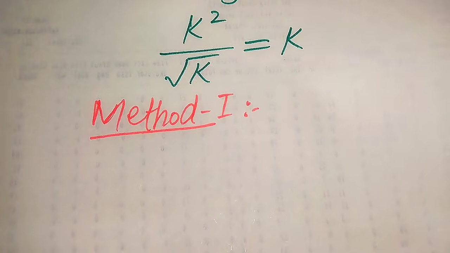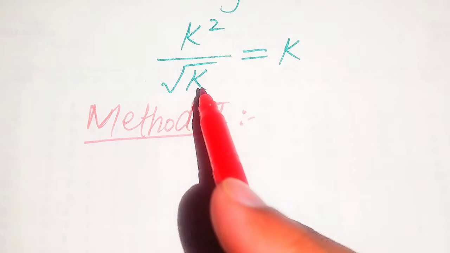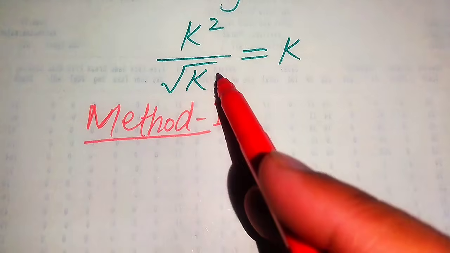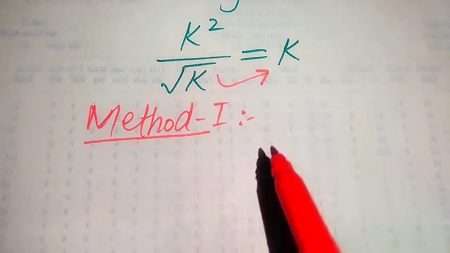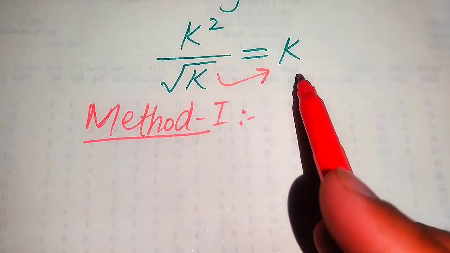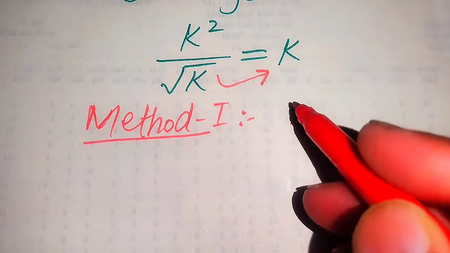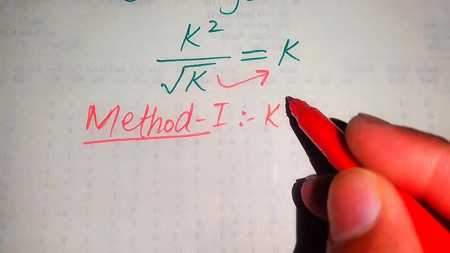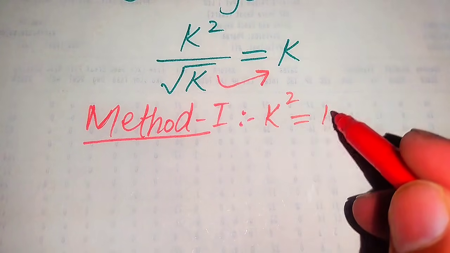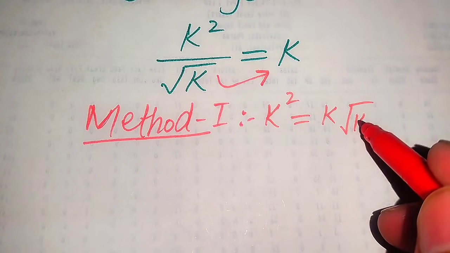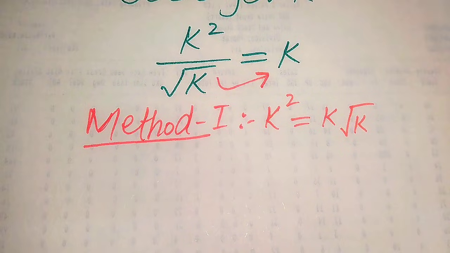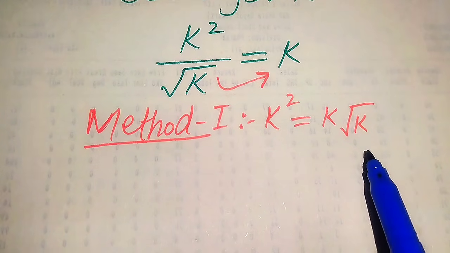Here in the first method, we move this square root of k from the left hand side to the right hand side. It is divided by here. When we move it to the right hand side, it is multiplied by k. After moving this to the right hand side, it will be written as k squared equals k times the square root of k. So here our target is to find the values of k, and that's why we need to remove this square root sign from the right hand side.